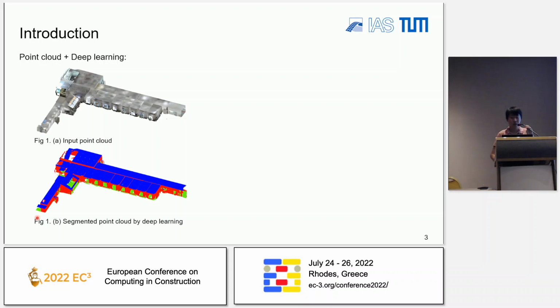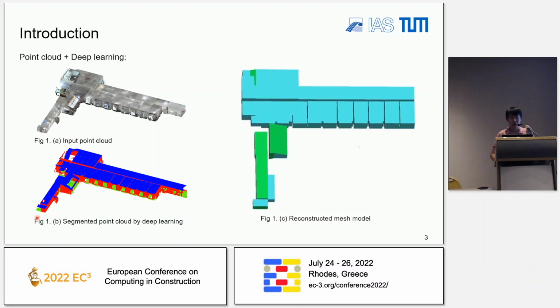Then, based on the point clusters, the surface can be further extracted, and we can fit a mesh model to those point clusters. This process is pretty straightforward and fully automatic, but it really depends on the deep learning prediction. Qualitatively, we can see in figure 1b that the prediction is pretty good. The blue points are ceilings, red are walls, and green are floors.